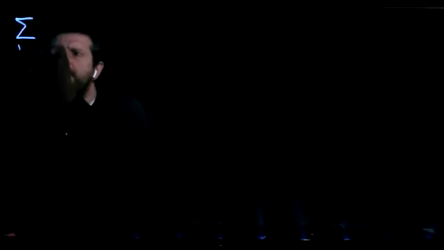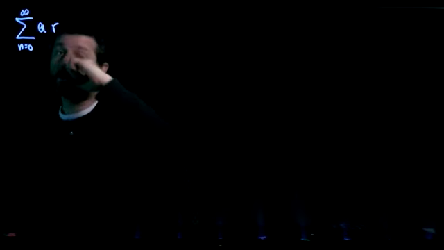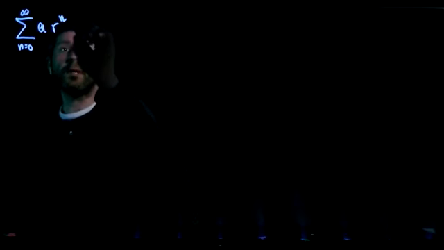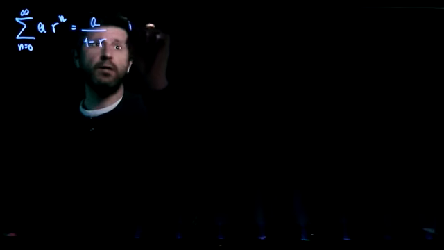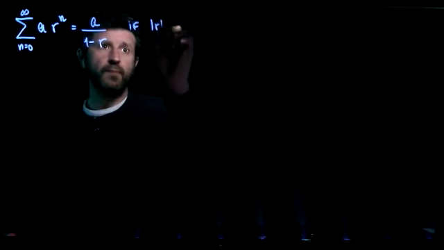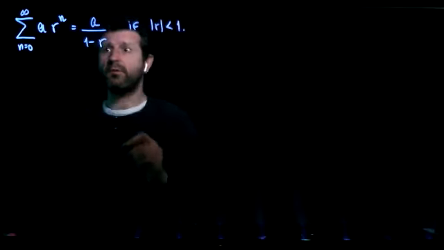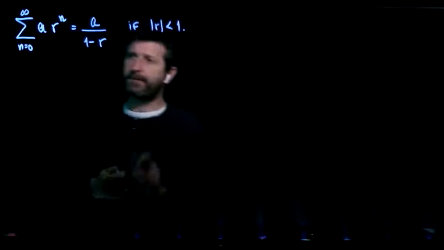So I'm just going to rewrite this: the sum from 0 to infinity of a r to the power n is equal to a over 1 minus r, if the absolute value of r is less than 1. Okay, and let's prove it.